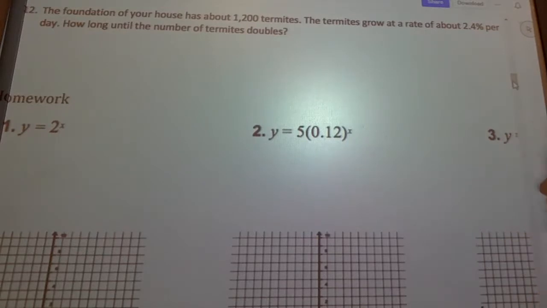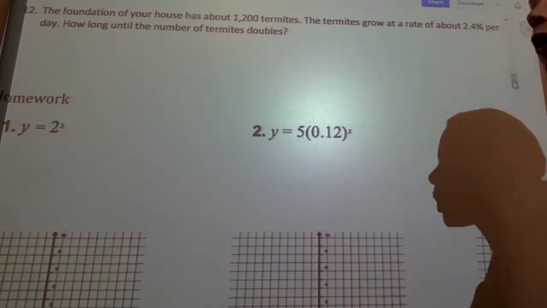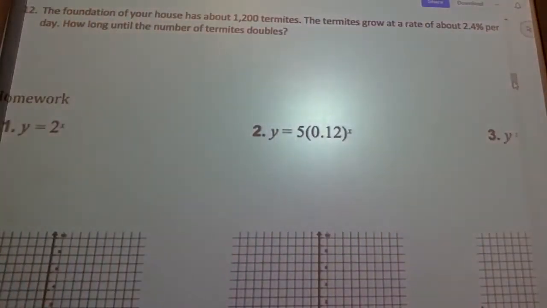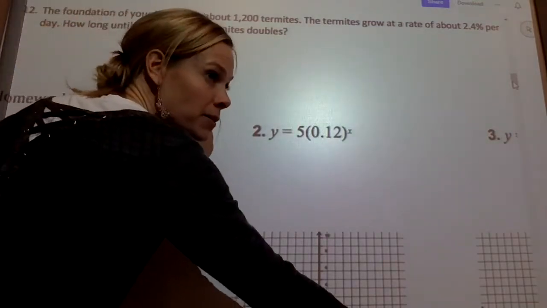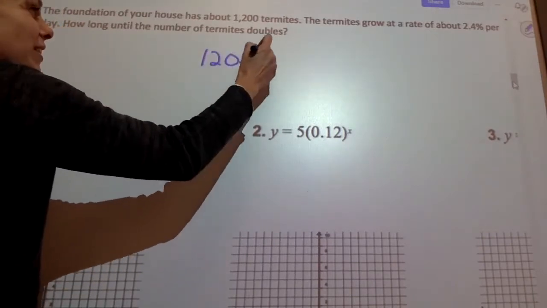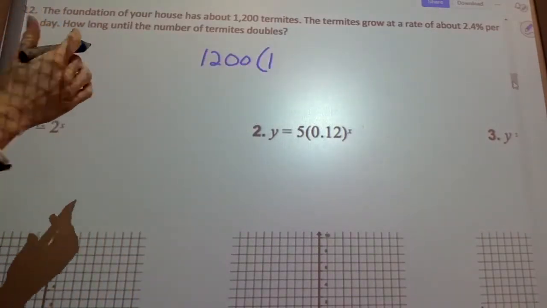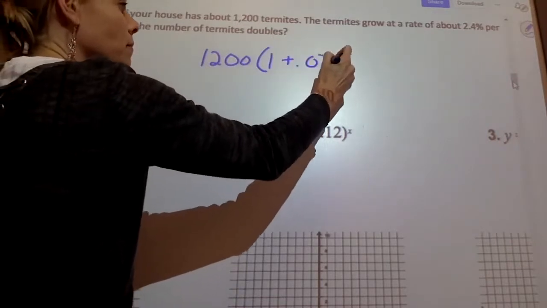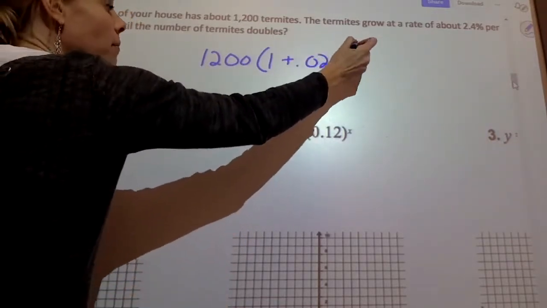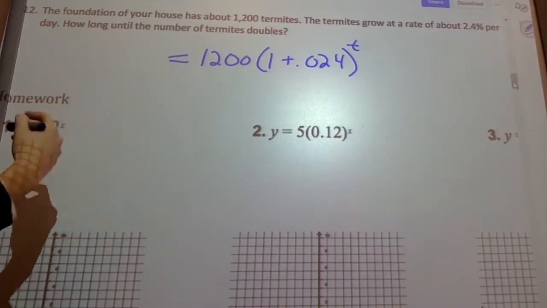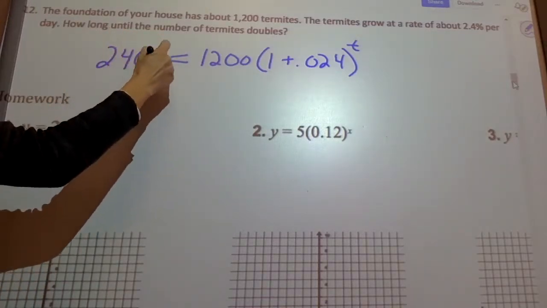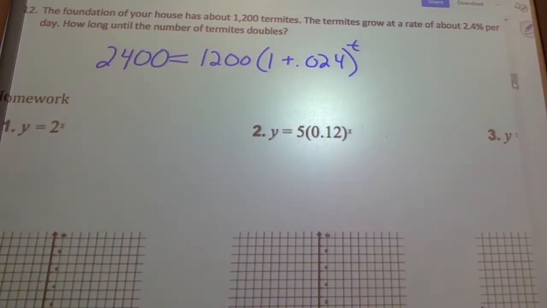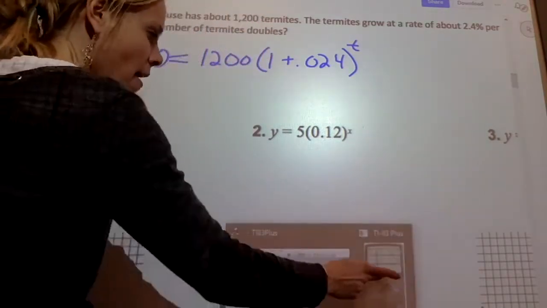All right, the foundation of your house has 1,200 termites. Gross. The termites grow at a rate of 2.4% per day. How long until the number of termites double? So what's my initial amount? 1,200, and it's growing, so that's a plus. And I don't know time, that's what I'm solving for. And what would double be? 2,400. So I get my graphing calculator.